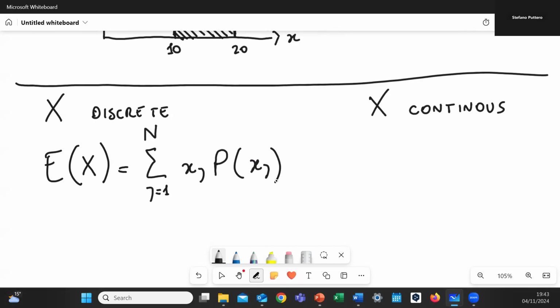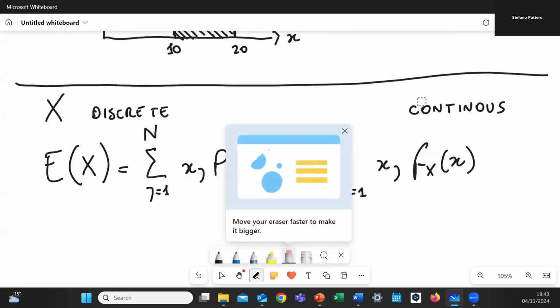But we know, from what we have already seen in the previous lesson, that the probability of x_j is the probability mass function. So we can also write the expected value of a discrete random variable as follows: x_j multiplied by f_X(x), of course, where f_X(x) in the case of a discrete random variable is a probability mass function.